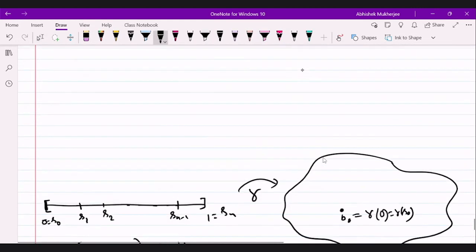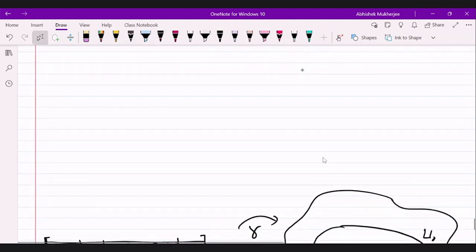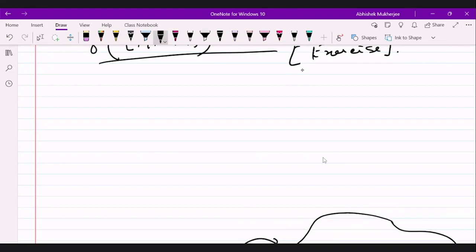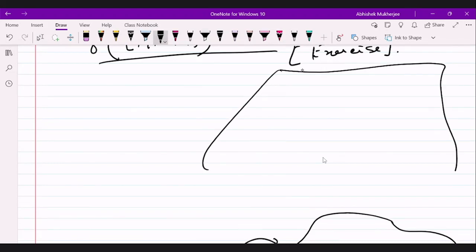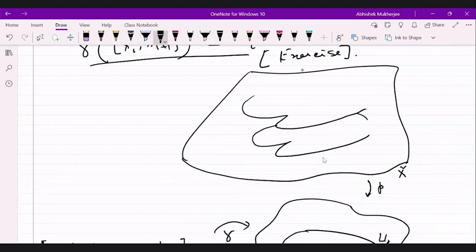That means, suppose this is your U naught, and this is your covering space, X tilde. So suppose it is your E naught.